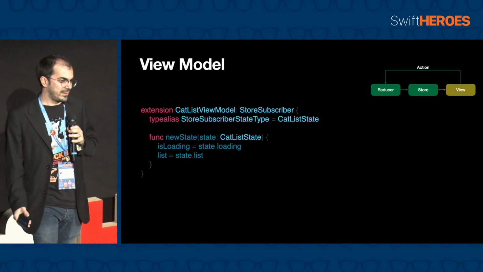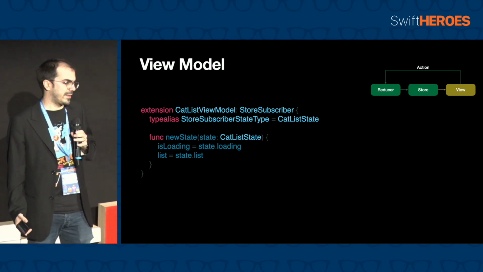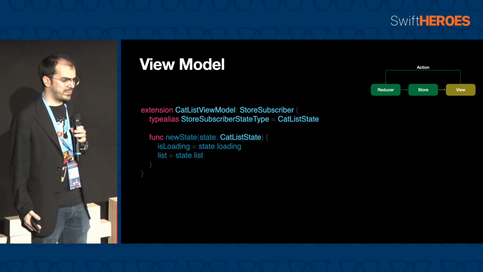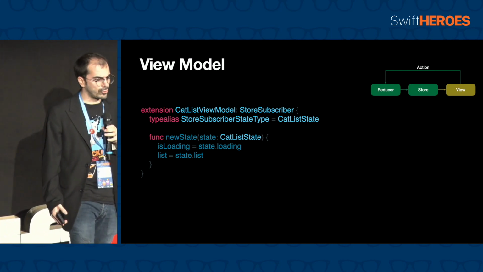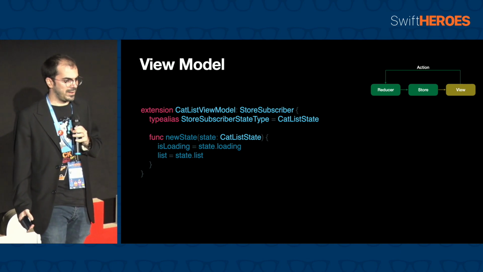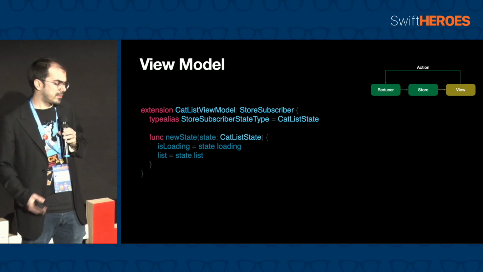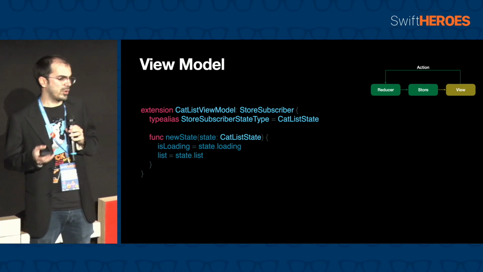And then we come back to the view. The view receives the updates from the store using a subscription. In particular, ReSwift provides a protocol, which is StoreSubscriber, that lets us implement this method, which is newState, and it's called every time a new state is dispatched by the store.